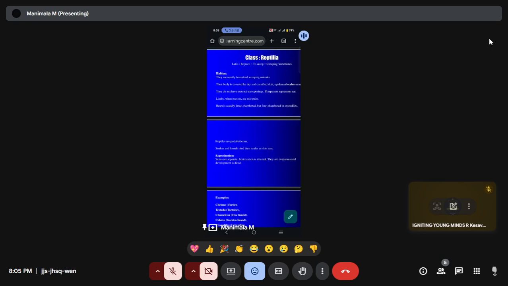They have a large amount of yolk in the egg. It is also present in this organism. So four extra-embryonic membranes appear during the development: amnion, chorion, allantois, and also yolk sac. And development is also direct. So this is what we have about the reptiles.